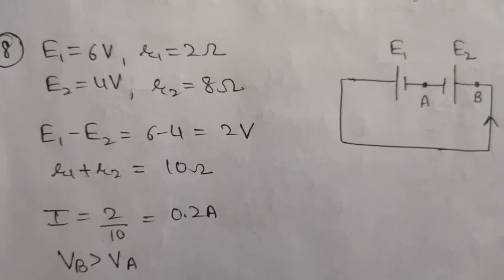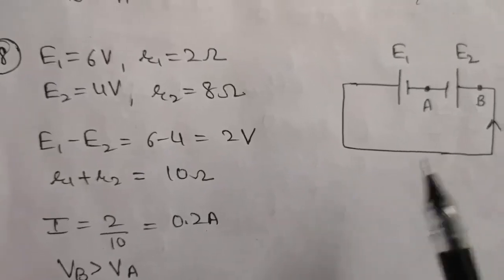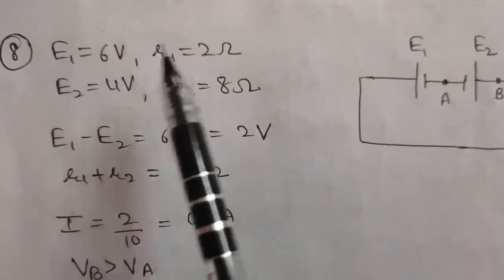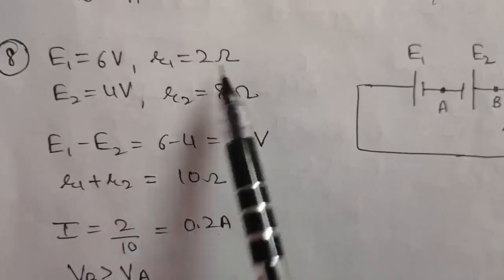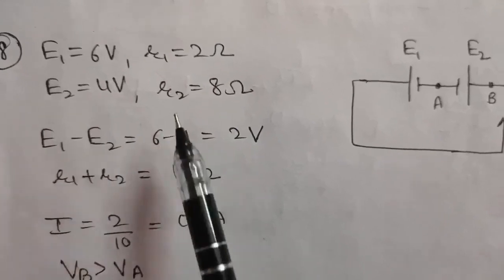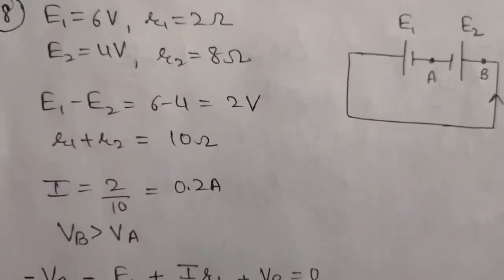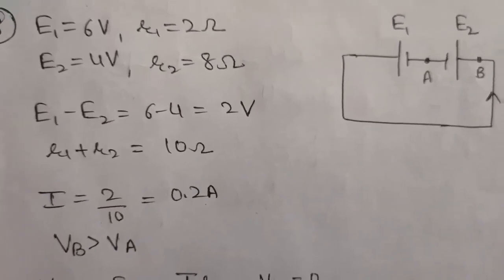The next is question number 8. In this you are given two batteries E1 and E2. E1 is 6 volt and it has internal resistance of 2 ohms. E2 is 4 volt and it has an internal resistance of 8 ohms. So let us calculate equivalent resistance and equivalent EMF first.